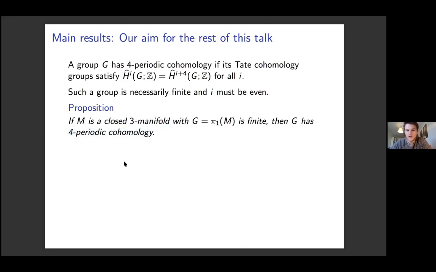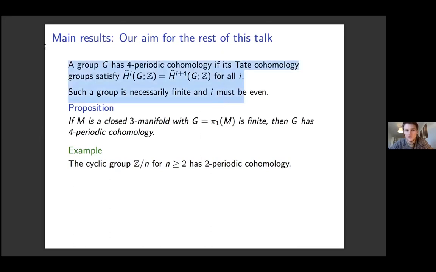Okay. And for example, probably people have seen the case of lens spaces before. So we know cyclic groups can arise as the fundamental groups of 3 manifolds. In particular, the cyclic groups therefore have 4 periodic cohomology. But if you actually compute their cohomology, it turns out that it's actually 2 periodic. Okay, so maybe I didn't define it as the minimum period, but if you defined it as the minimum period, then this would say that G has period dividing 4.